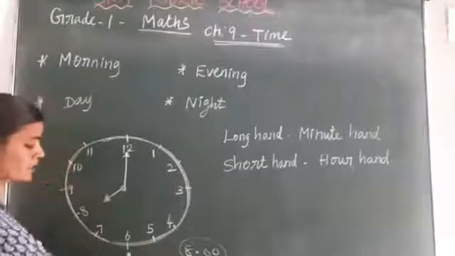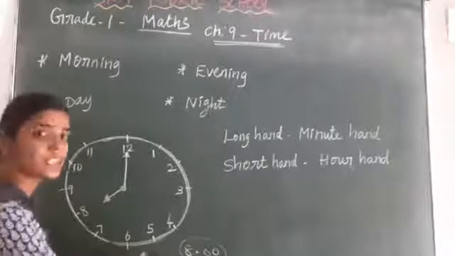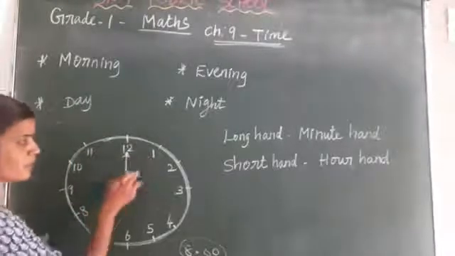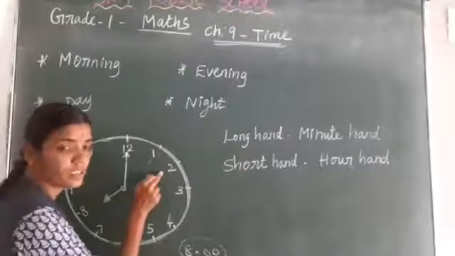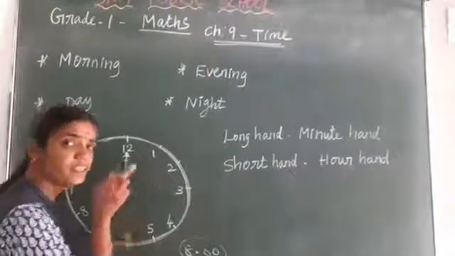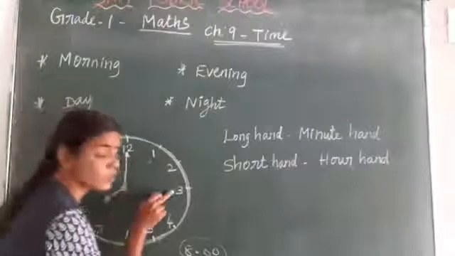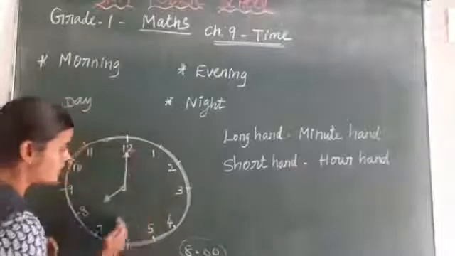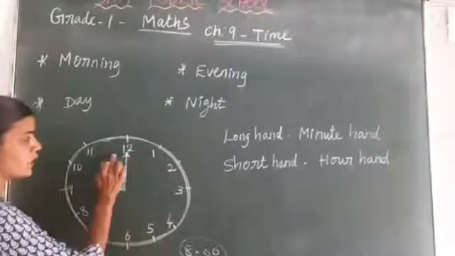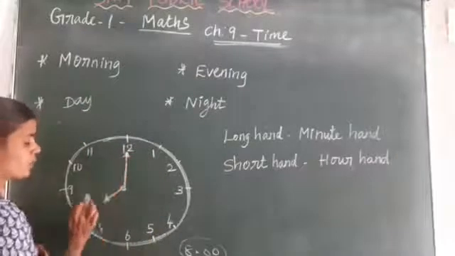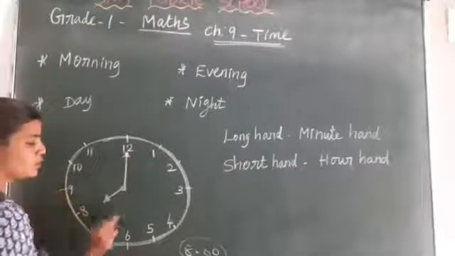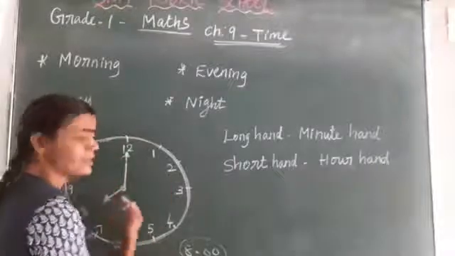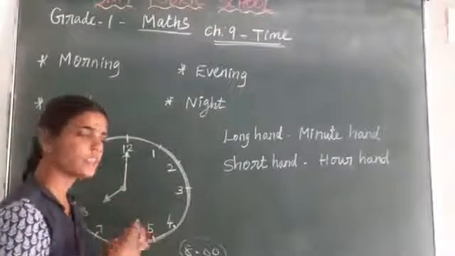This side is minutes, this side is hours. If the long hand shows 1, it means 5 minutes. If the long hand shows 2, that is 10 minutes. If it shows 3, that is 15 minutes. Like that it moves. When it completes 1 round, that is 1 hour. So the hand moves through 9 o'clock, 10, 11, 12. So 60 minutes equal 1 hour.